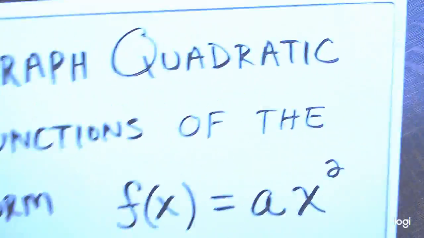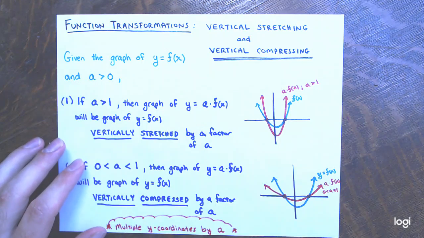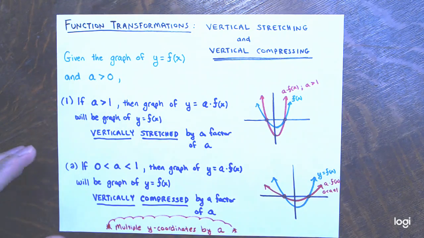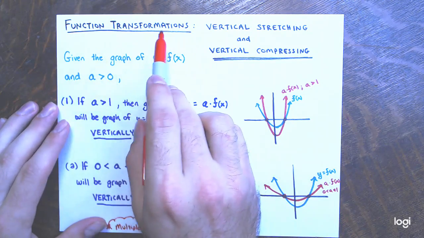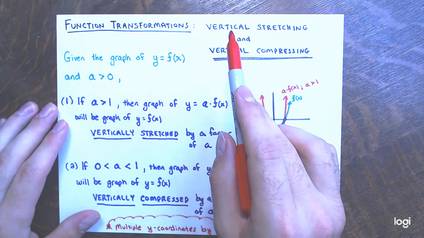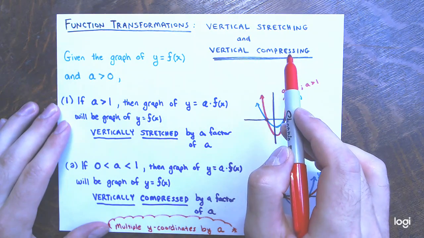In my first couple pages, I'm going to introduce you to these function transformations where I take a rule and multiply that rule by a number. The first page is on transformations, and I've written all this out beforehand. After I go over these couple pages, I've got a couple examples. This page is on vertical stretching and vertical compressing.